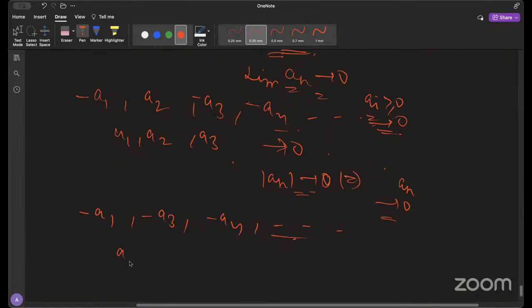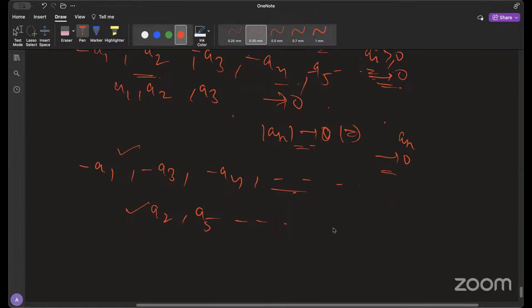And then we'll have a1, a2, a3, and so on. We'll have a2, and the next positive term, let's just say a5 is positive. We'll take a5 here, and all the positive terms. So firstly, you need to see that these two are subsequences of the given sequence. Can you see why these two are subsequences of this? Yeah, that I understand. Okay.